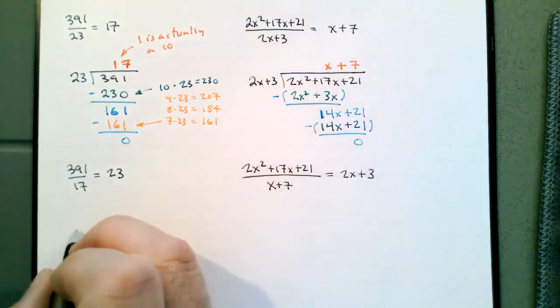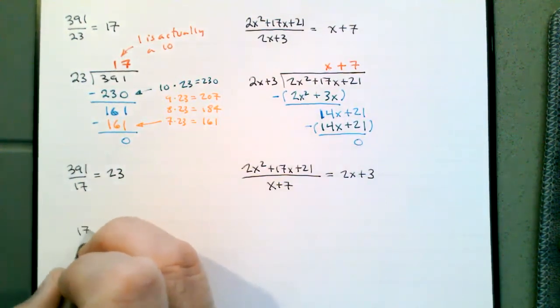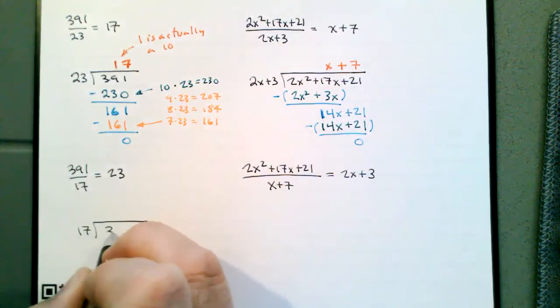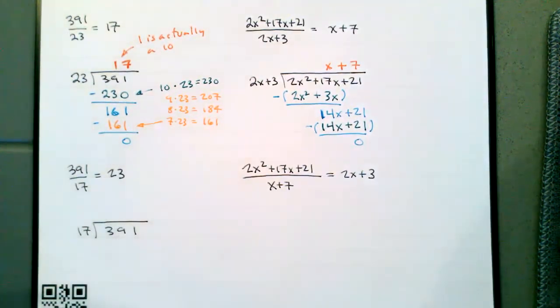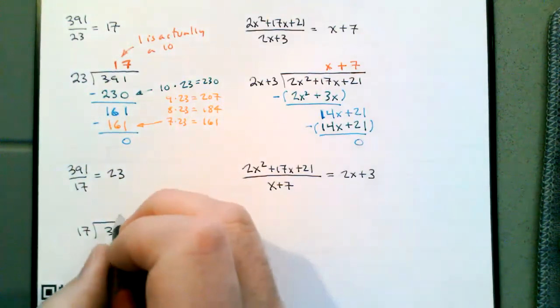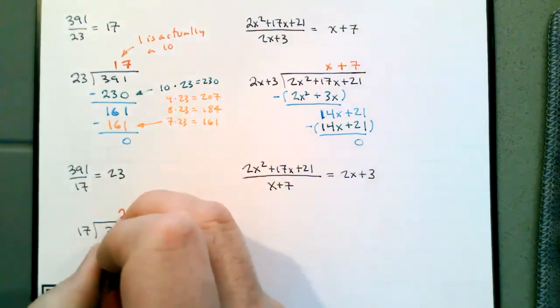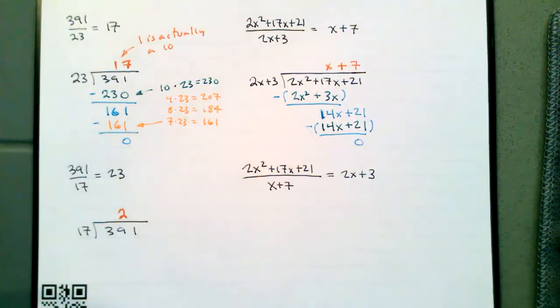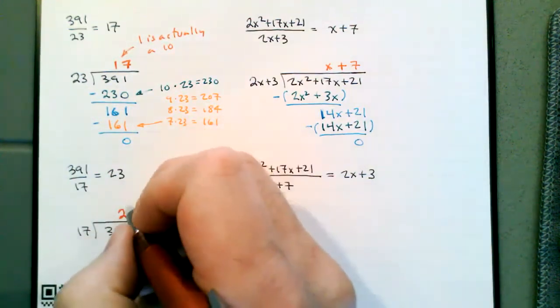So let's divide 17 into 391. So we start off by saying, how many times can we subtract 17 from 391? And we start by just looking at the tens and the hundreds. How many times can we subtract 17 from 39? And we can do that twice. That's what that 2 means. But that 2 is actually a 20.